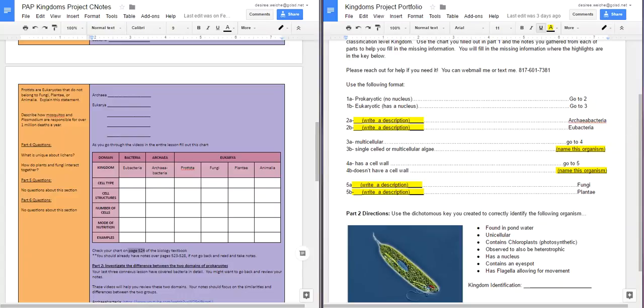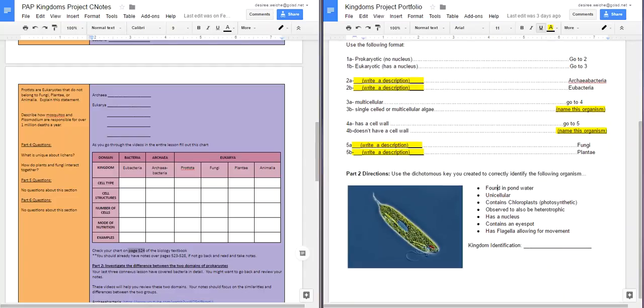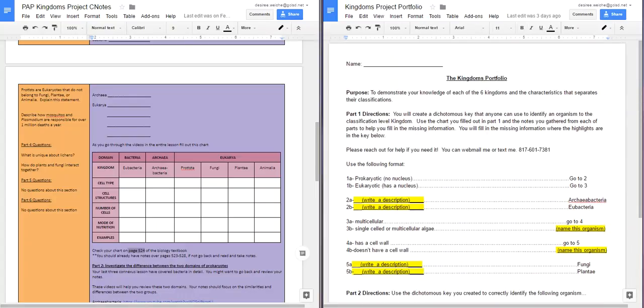Finally, once you have your dichotomous key filled out, you're going to read this description, okay? And you're going to tell me what kingdom this organism belongs to based on that description, and you should be able to use your dichotomous key to help you name it. If you have any more questions, please feel free to reach out to me. There's my phone number. I'm happy to help you. The big thing is that before you do this part of the portfolio, you have to have this chart to help you. You've got to know those characteristics before you can fill in the blanks on this dichotomous key.